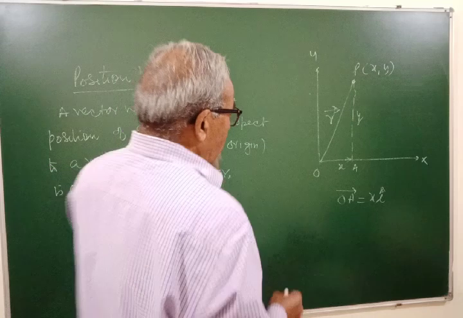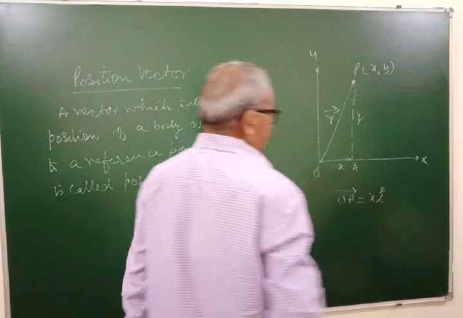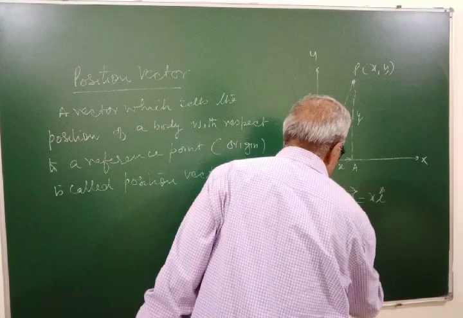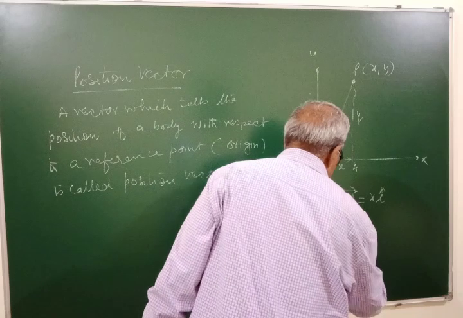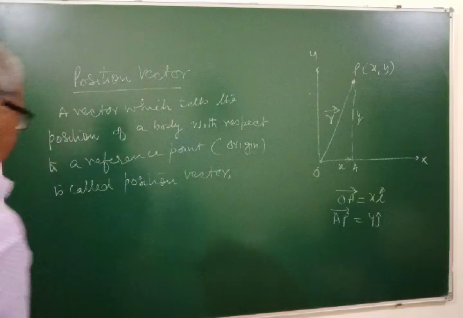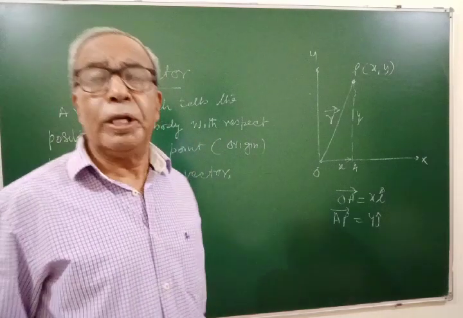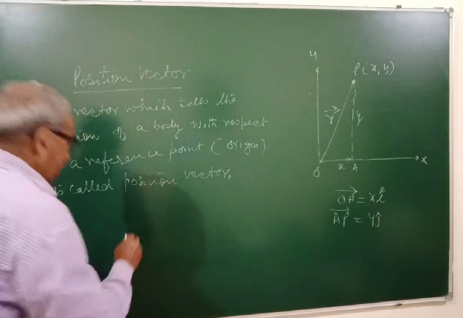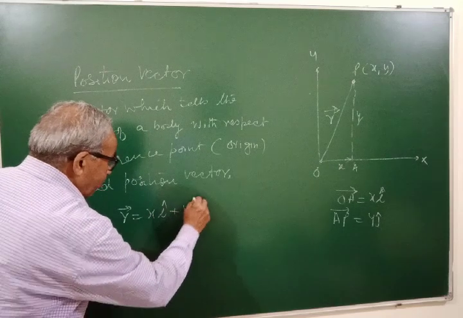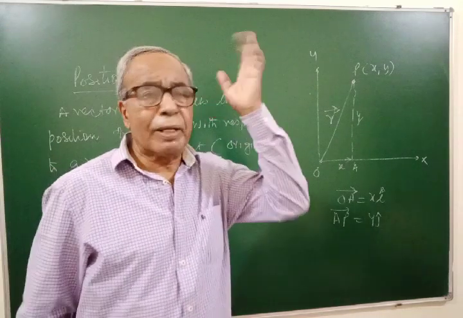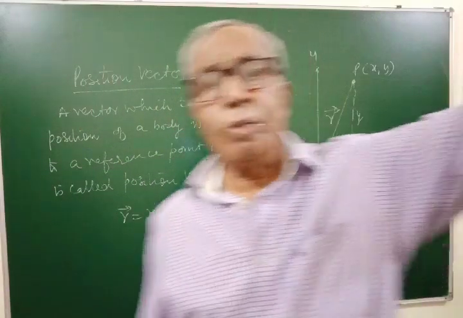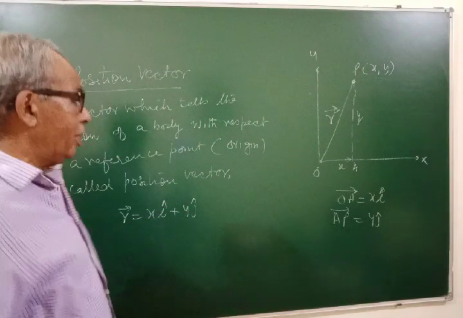I told you OA represents the magnitude of the vector, and AP vector can be written as y j cap. So this position vector of point P in terms of coordinates can also be represented as vector R equal to x i cap plus y j cap. If it is a three dimensional vector, it means we have point P somewhere in space, with coordinates x, y, z.